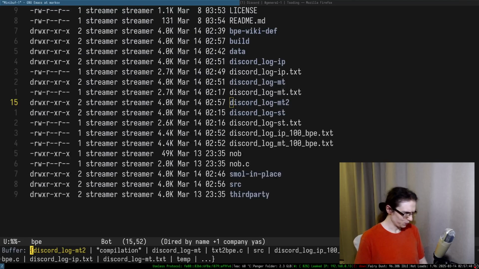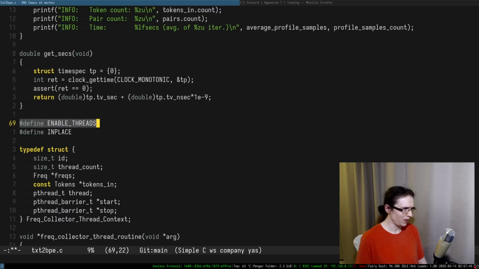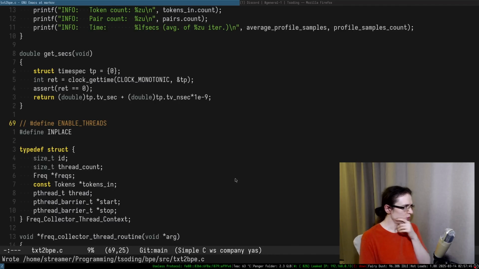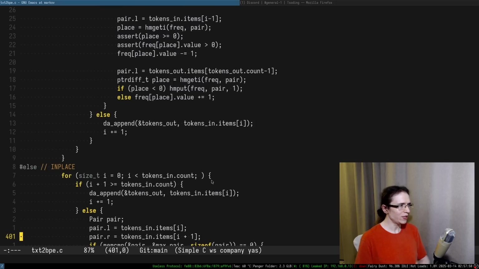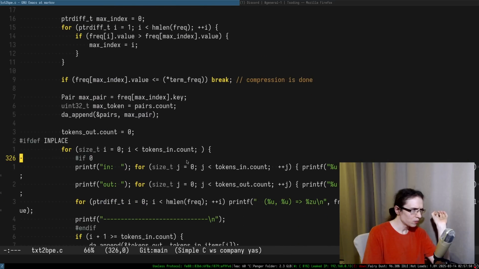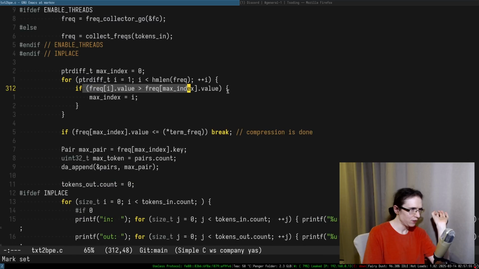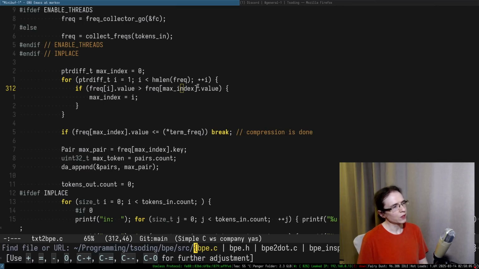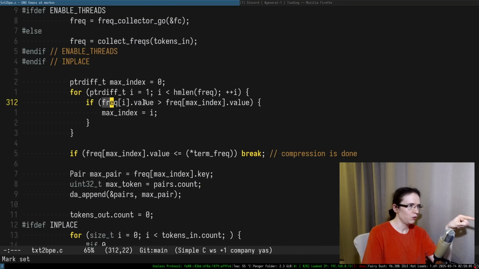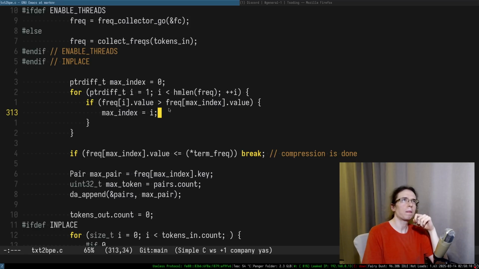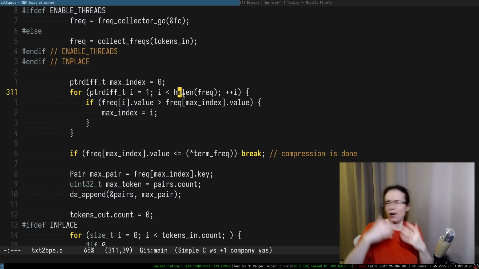Now I'm going to enable in place back, but I'm also disabling the threads. So what do we want to do here? How can we make the order of iterating the frequency table predictable? I have the following idea. When we're finding a maximum, we're using frequency not only as key. We can use the key of the frequency table as also the thing that we're iterating with. How do I say that?